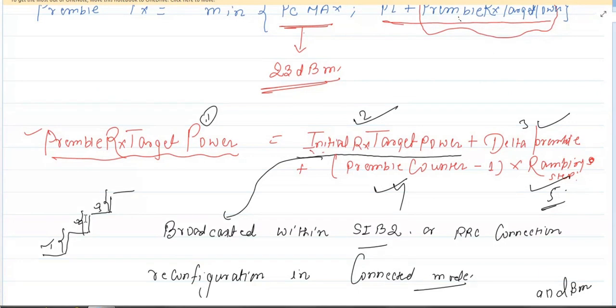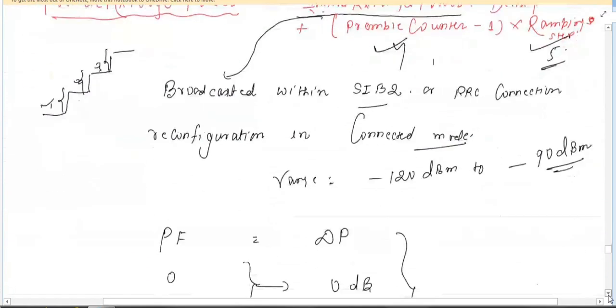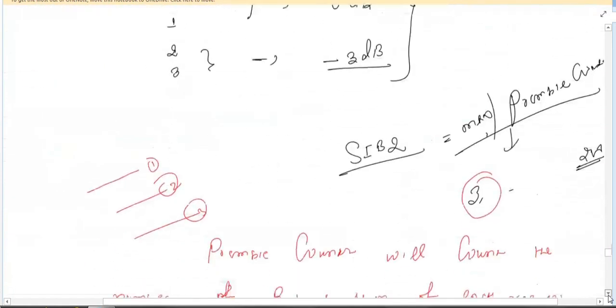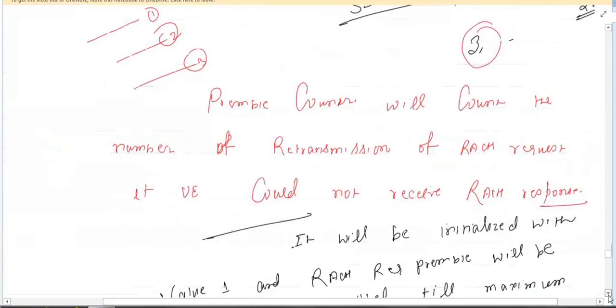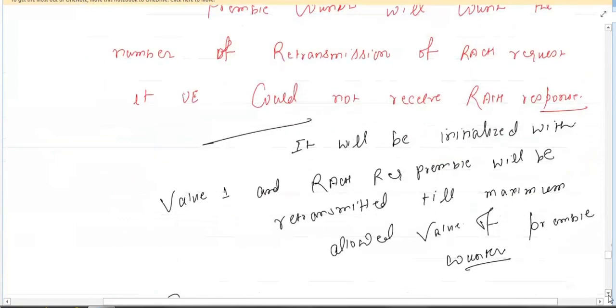Suppose ramping step. So ramping step possible values are 2 dB, 4 dB, 6 dB. These are the possible, 0 dB when not required, then 0 dB. So these are the possible values of the ramping step. I think it is not right.